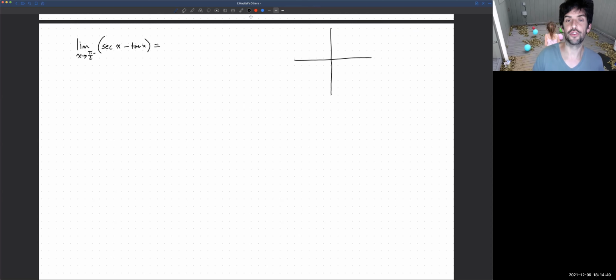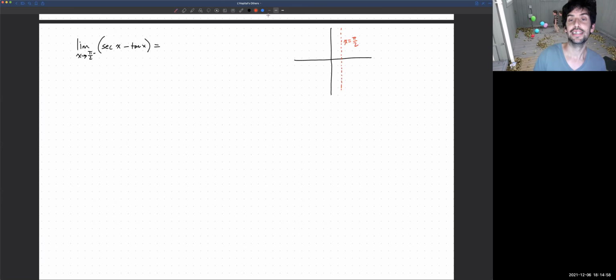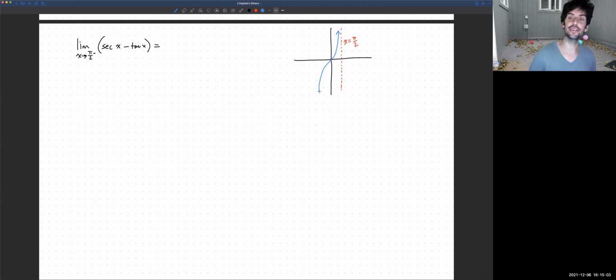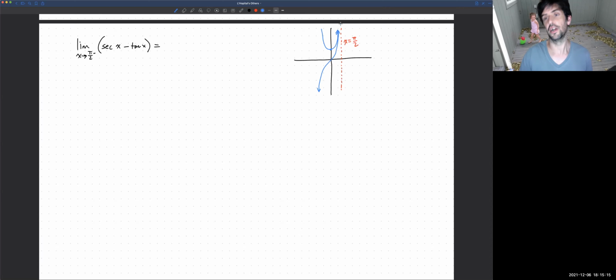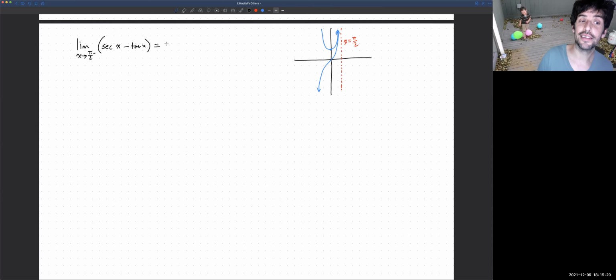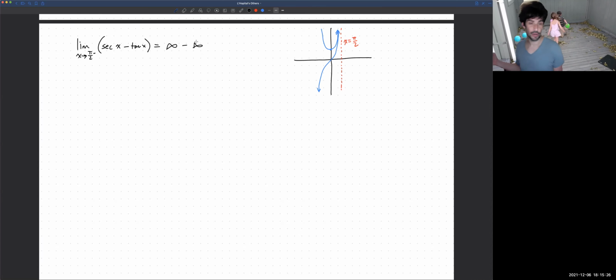Try to remember these graphs. If we look at pi over 2, so I'll call this x equals pi over 2. Tangent, we know, has an asymptote like this, right? We're talking about approaching pi over 2 from below, so I don't care what happens on the other side. Secant also has an asymptote there. All right, so they're both going off towards infinity, which means that the result of this limit is the nonsense infinity minus infinity, right? This is indeterminate. We don't know.